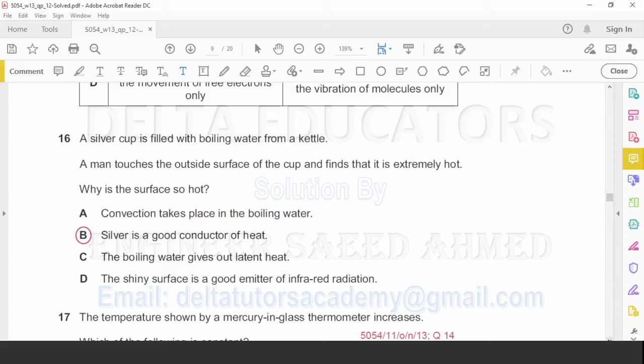Option B, silver is a good conductor of heat. Yes, it is the correct option. Silver is a good conductor of heat, and because of that heat is transferred from the silver cup to his hand. So the correct option is option B.